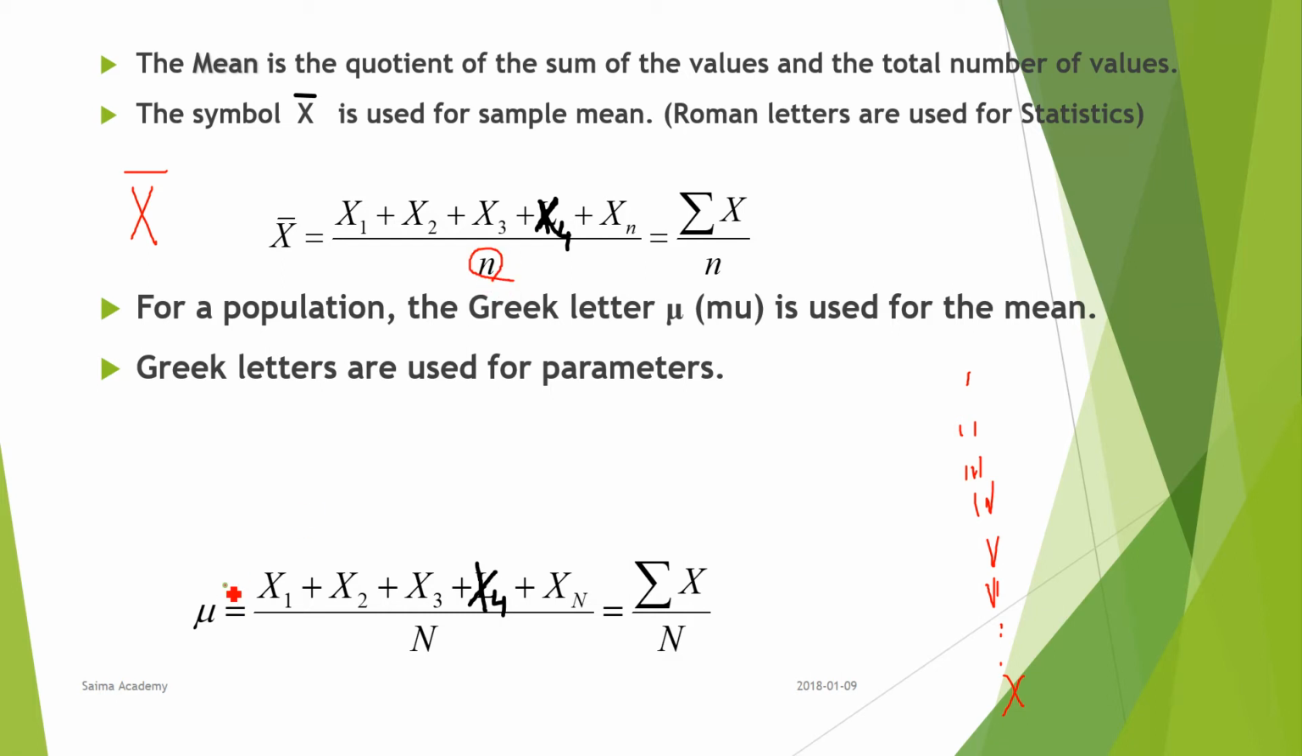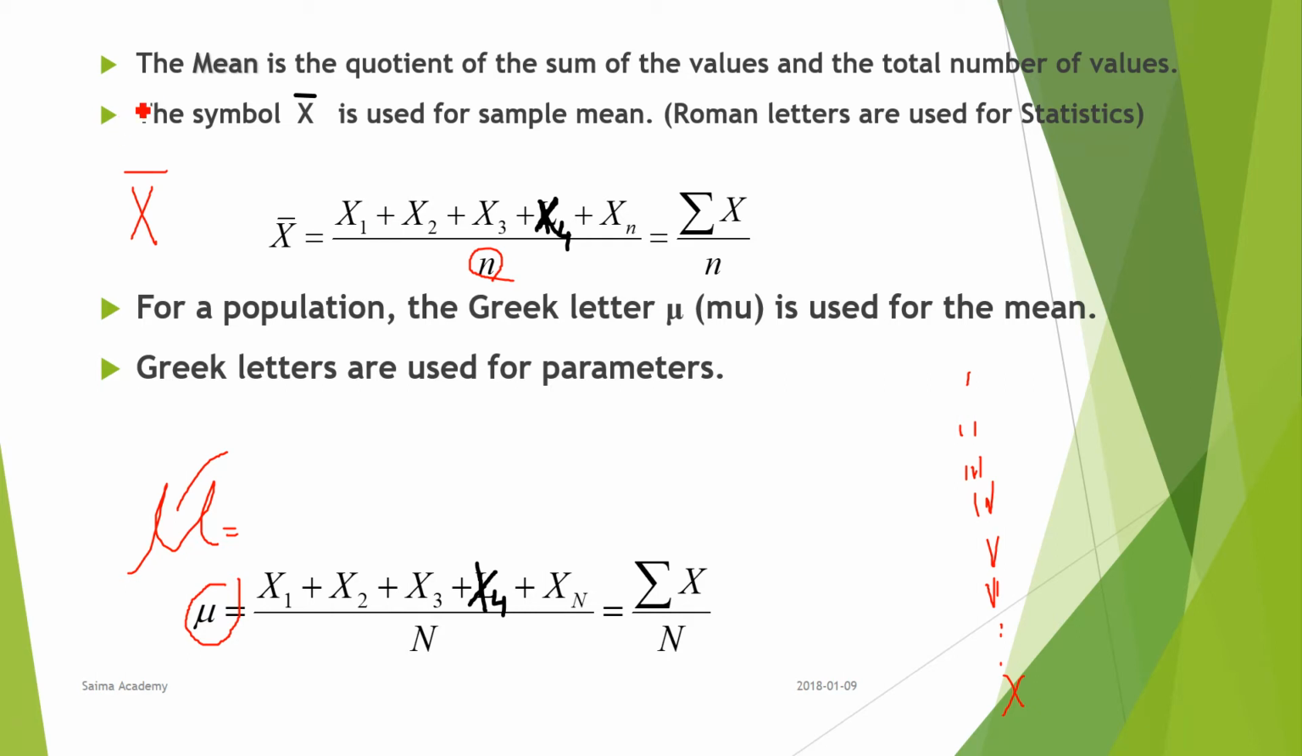And for the population mean, you have to use the symbol mu. For a sample mean, you have to use the symbol x bar, and for the population mean, you have to use the symbol which is called mu, right? And this is the n. For sample, we will use small n. For population, because each and every person or everything is included in population, that is why it is capital N.